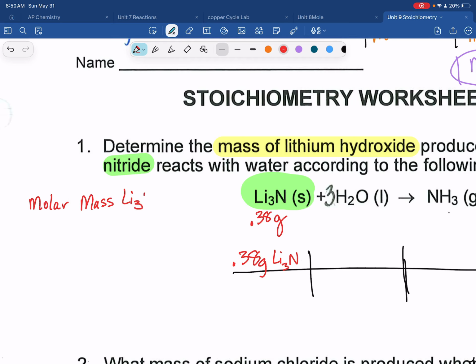Molar mass of Li3N. We're going to have 3 times the mass of lithium, which is 6.94, plus 1 times the mass of nitrogen, 14.0. Okay, when we add these up, we get 34.83 grams. So there's the lithium nitride.